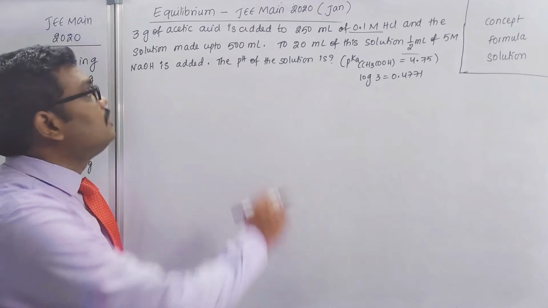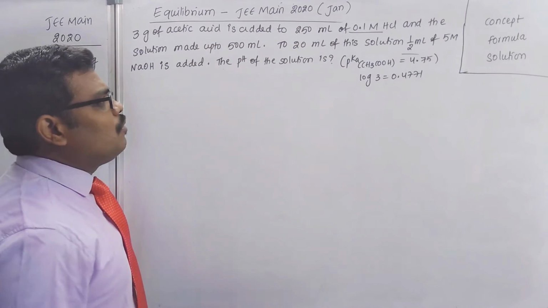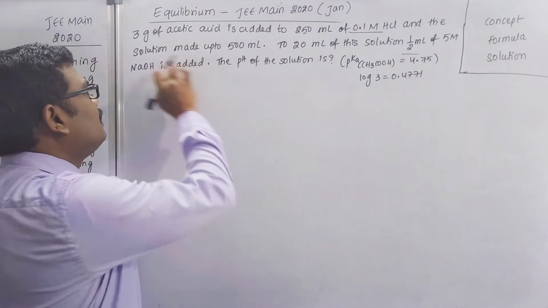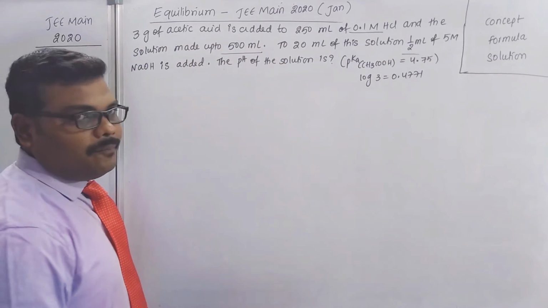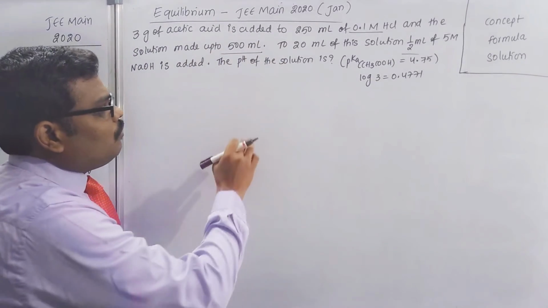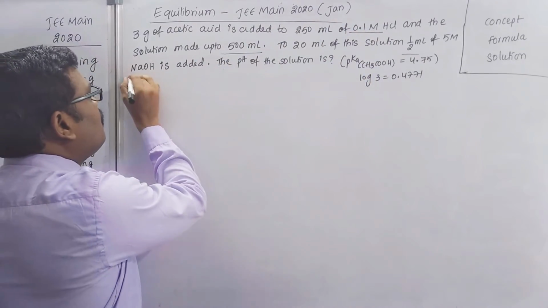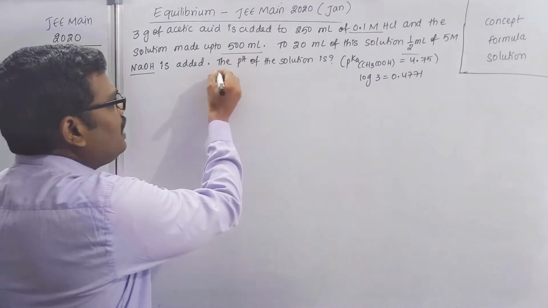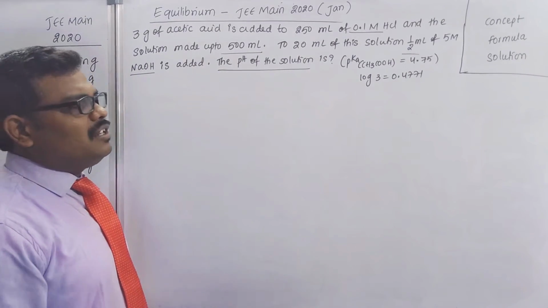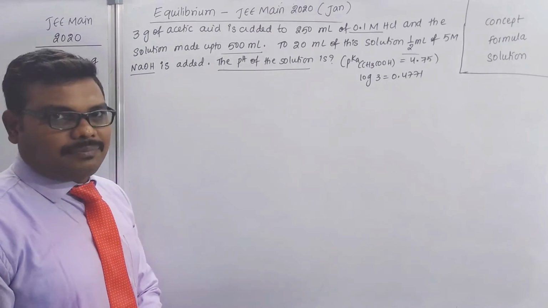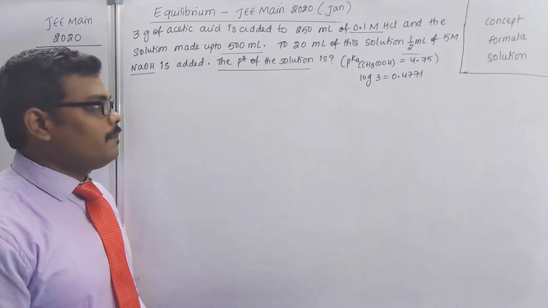Second question is: 3 grams of acetic acid is added to 250 ml of 0.1 molar HCl and the solution made up to 500 ml. To 20 ml of this solution, half ml of 5 molar NaOH is added. The pH of the resulting solution? See, this is not related to any one specific concept, but from the given data we have to solve this question.